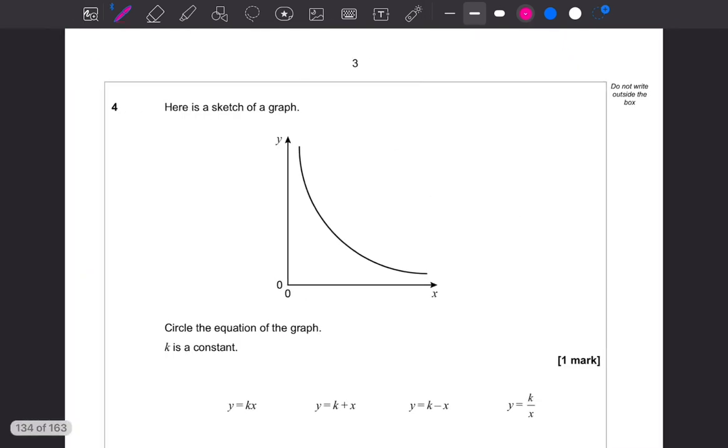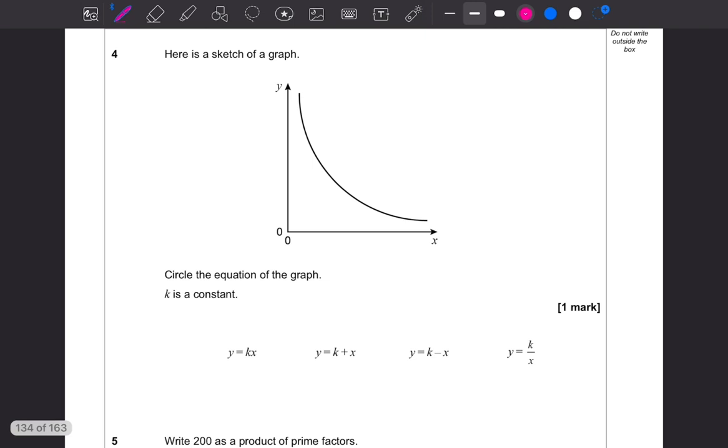4. Here's a sketch of this graph. It's like a 1 on x graph, and we'll be given the options. Circle the equation of the graph. K is a constant. Well, all of these 3 are straight lines, so it's not any of these. It's got to be k on x.